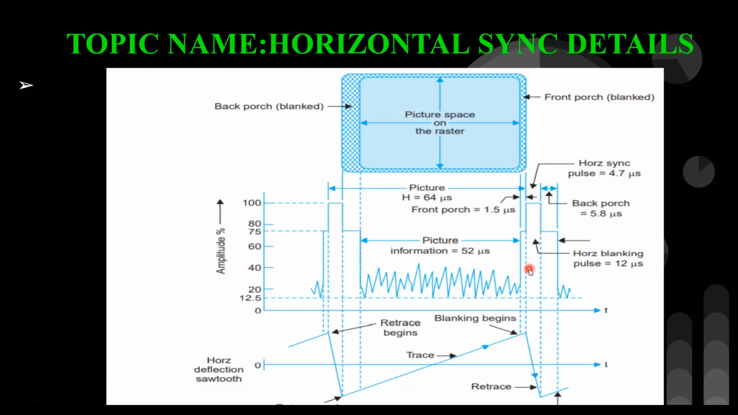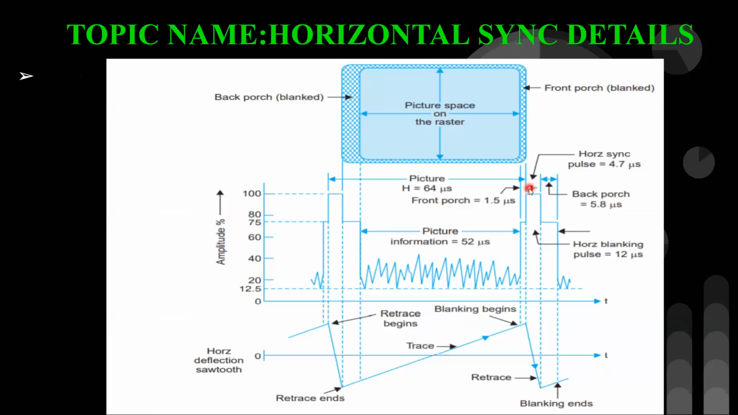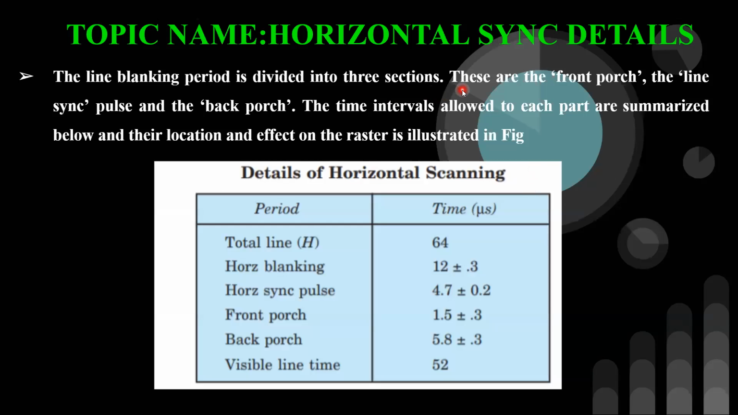The time interval allowed for each part is represented in this slide. What is this line blanking period observed in the previous slide? The line blanking period is divided into three sections, called the front porch, line synchronization pulse, and back porch. The time intervals allowed to each part are tabulated here. These are the details of horizontal scan.